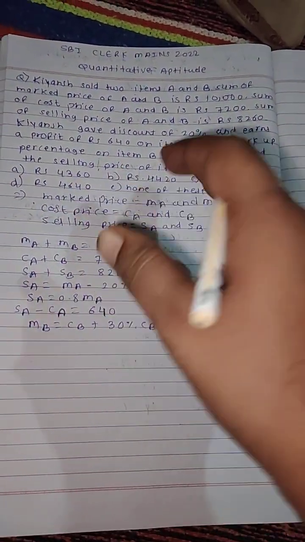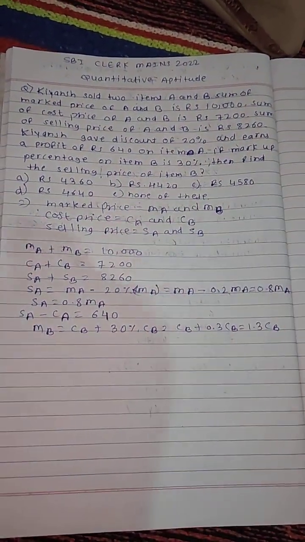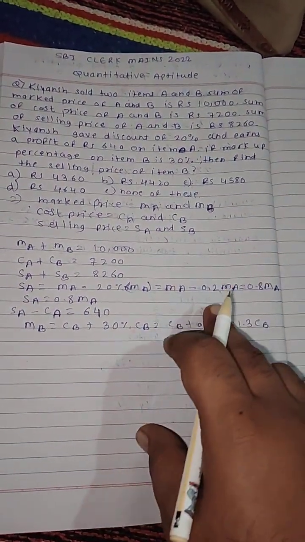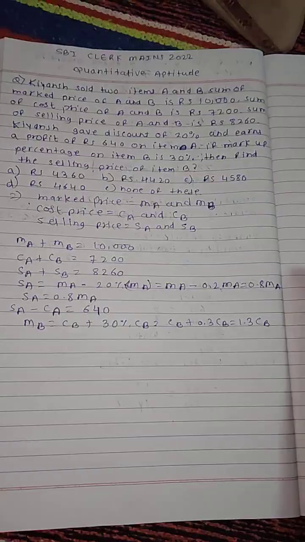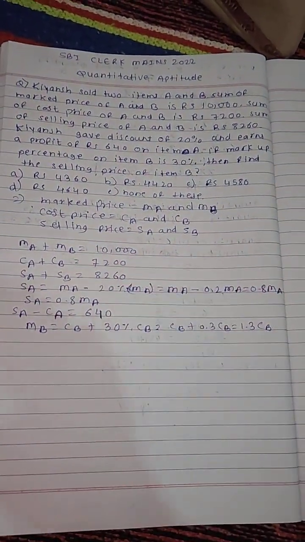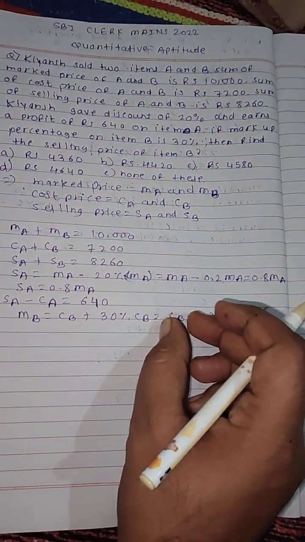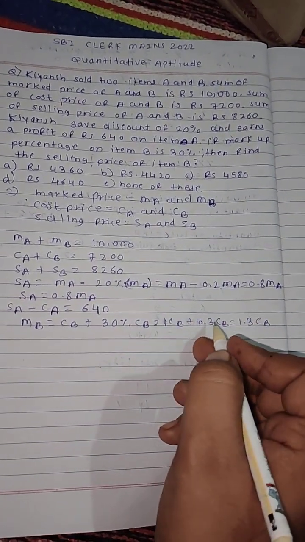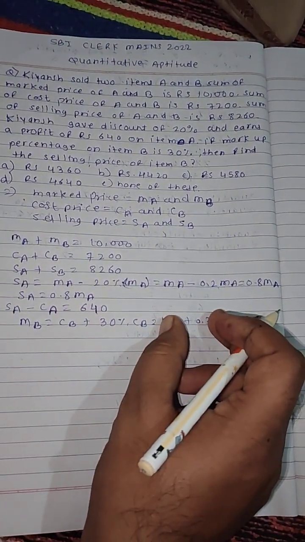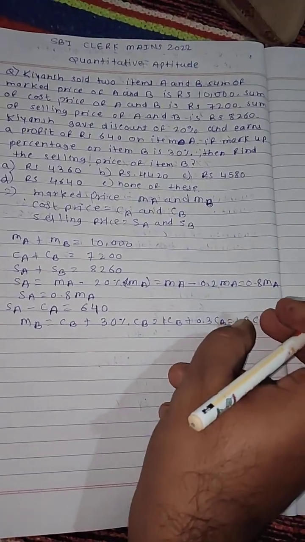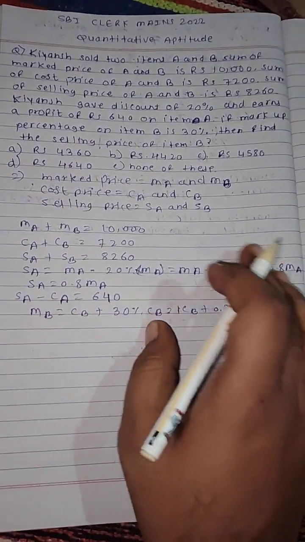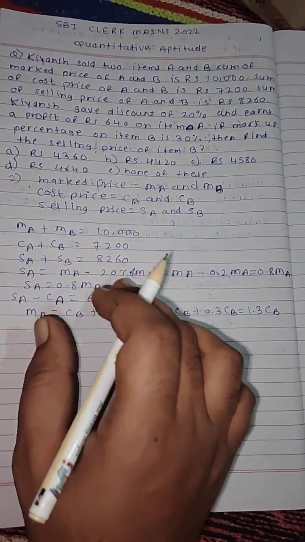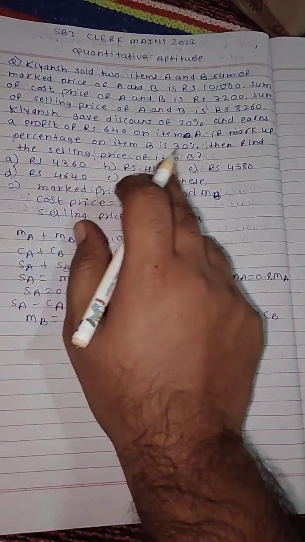So markup percentage on item is 30% means if it is 100% it will be 130%. So if it is 1 it will be 1.3. So 30% means 30% we need to add. So it is CB, 30%, here it is 1. So 30% of 1 is 0.3. So markup price will be 1.3 CB. So up to here we have noted whatever information they have given. So by using this info, we need to find the selling price on item B.